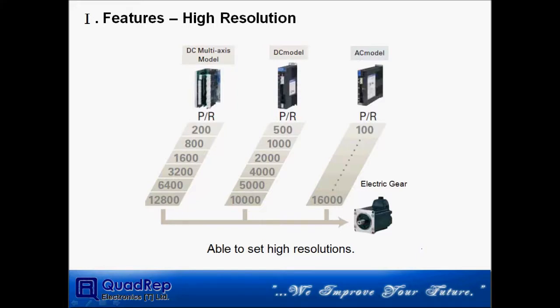High resolution is a feature of our system. It makes the motors move more smoothly. For the DC multi-axis model, the maximum resolution is 12,800 points for each rotation, and the maximum of the DC model is 10,000. The AC model can go up to 60,000 points for each rotation.